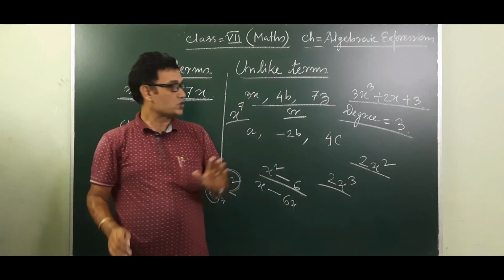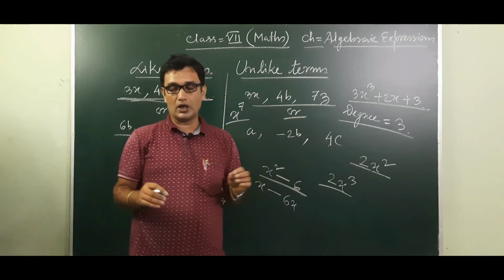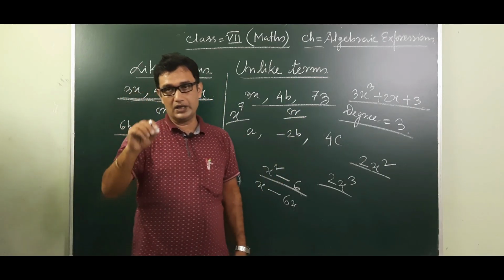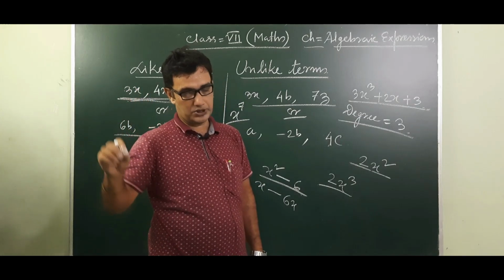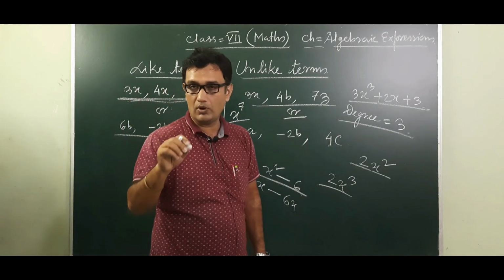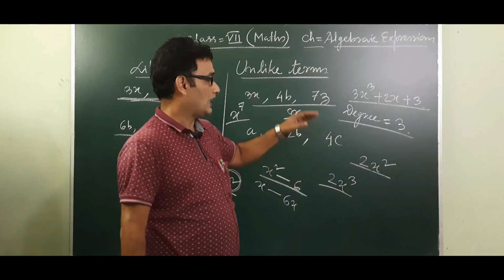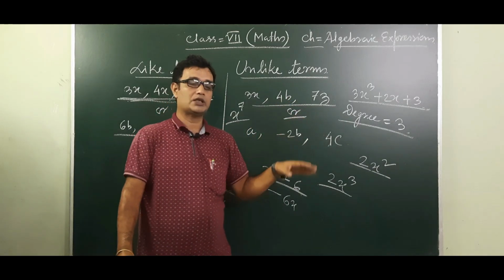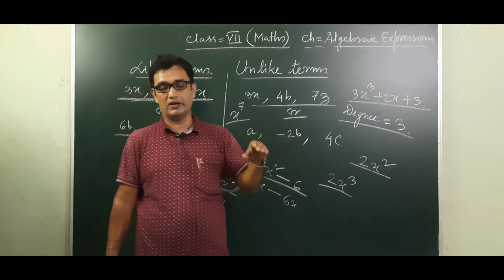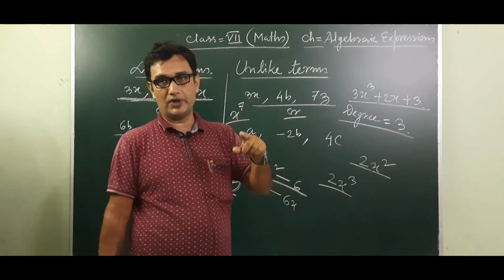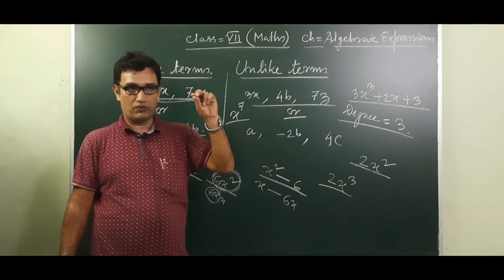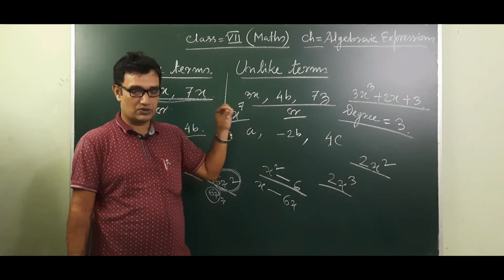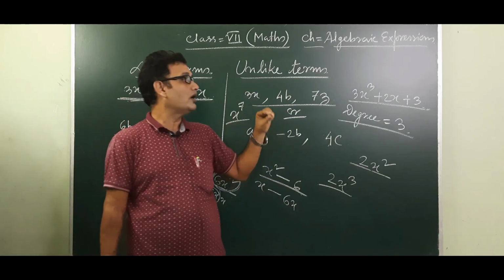So if any question comes, find the degree of the given algebraic expression, then your duty will be to see how many variables are there in the given expression. If only one variable is there, then find out which variable is given, and from that variable, the highest or greatest power will be your degree.